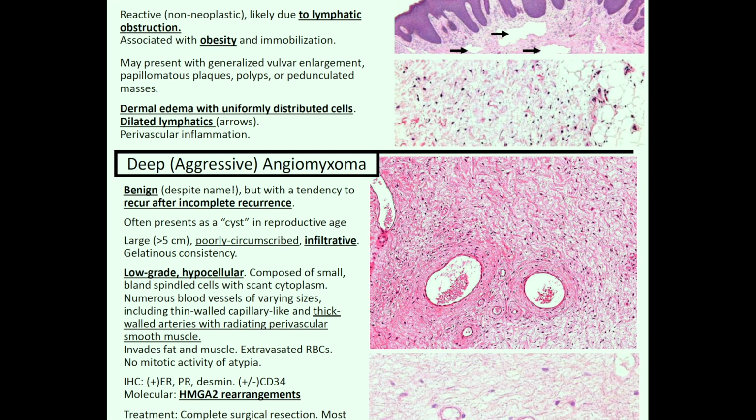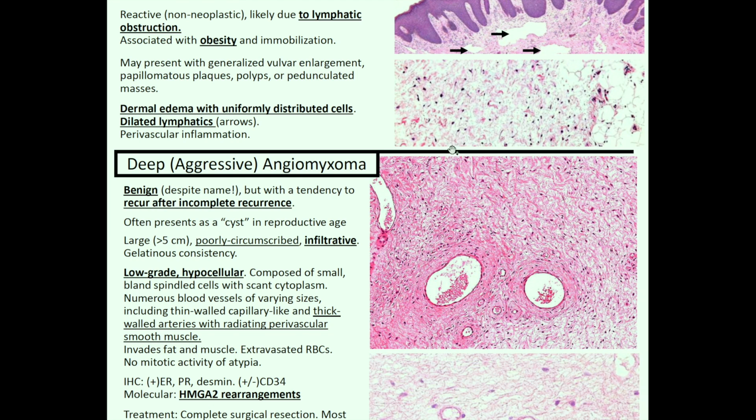Next up, we've got deep aggressive angiomyxoma. So this is benign despite the name of aggressive, but it does have a tendency to recur after incomplete resection. Deep aggressive angiomyxoma often presents as a cyst in reproductive age. It's large, more than 5 centimeters in size, often poorly circumscribed, infiltrative, and has a gelatinous consistency.